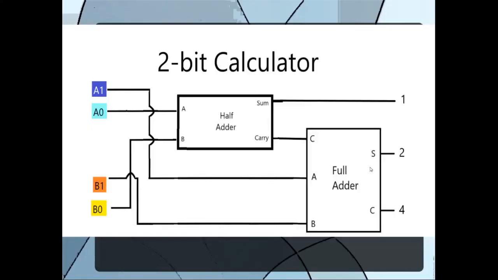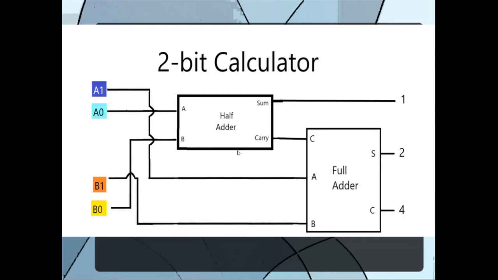So the second part of the 2-bit calculator is the full adder. So we had that this carry is like the green line, and then we'll see that a blue line comes in and the orange line comes in. And then we have the full adder, and then coming out of it, we'll have a line that is the sum of those, which is 2, and the carry, which we're representing as 4.